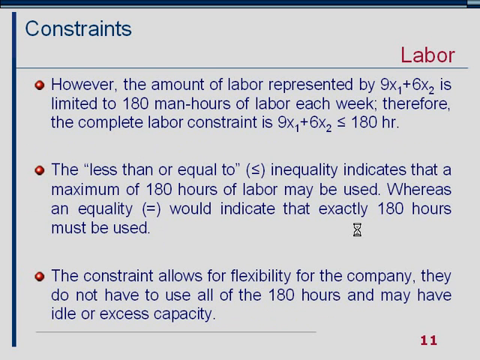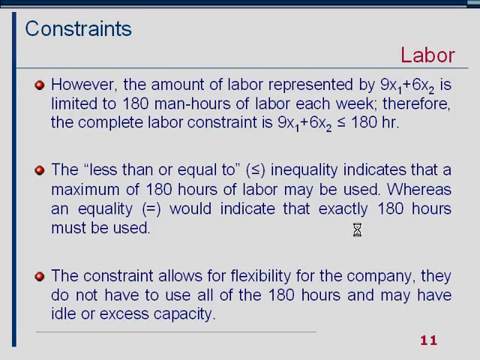Now, the problem is we have a limited amount of labor, due to a finite number of workers performing this task. So the amount of labor represented by 9x1 plus 6x2 is limited to 180 man-hours of labor each week. Therefore, the complete labor constraint is 9x1 plus 6x2 is less than or equal to 180.